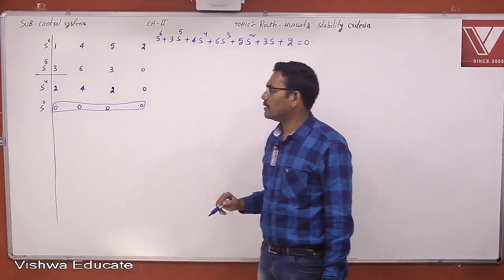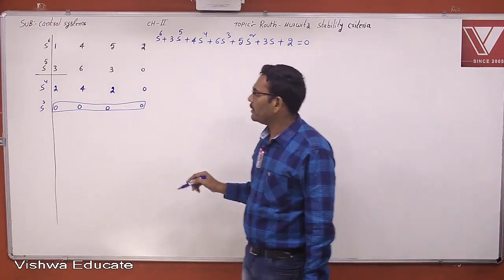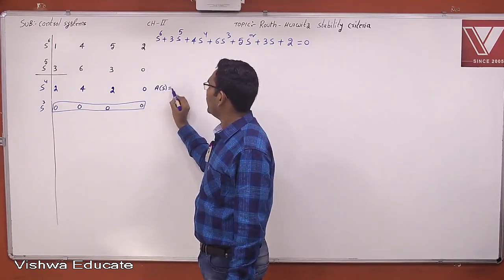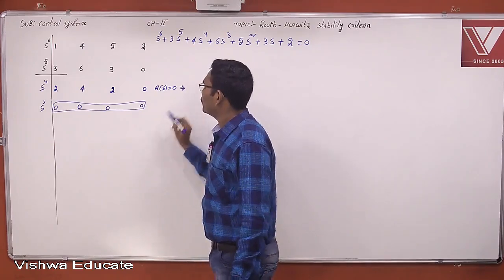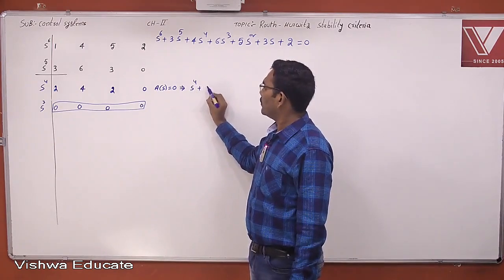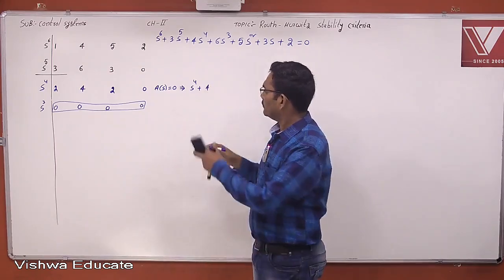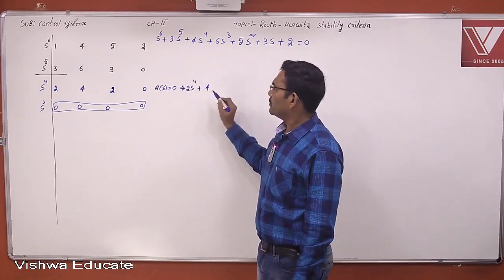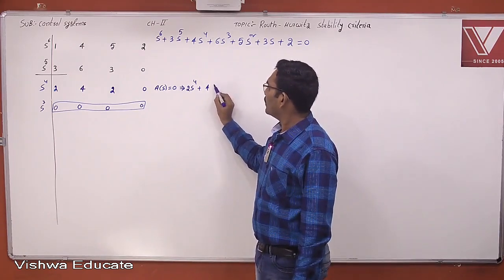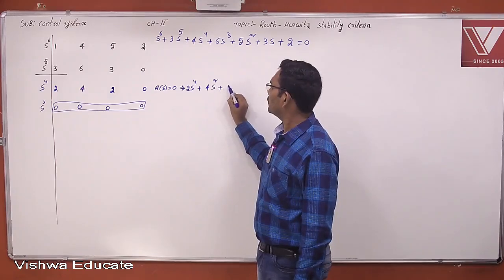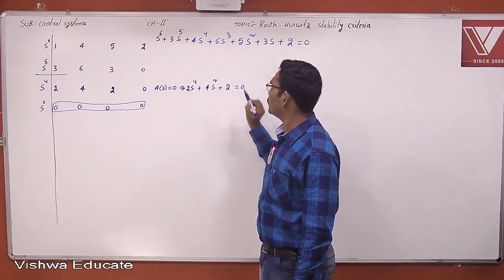Now see here, the poles are arranged symmetrically. The reason behind this is the auxiliary equation. Auxiliary equation is nothing but even number of poles. So what is the even number of poles? Auxiliary equation is 2s power 4 plus 4s square plus 2 is equal to 0.